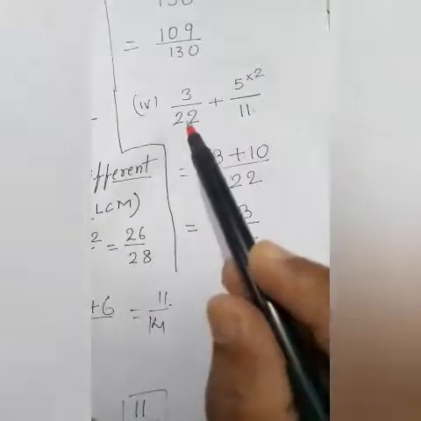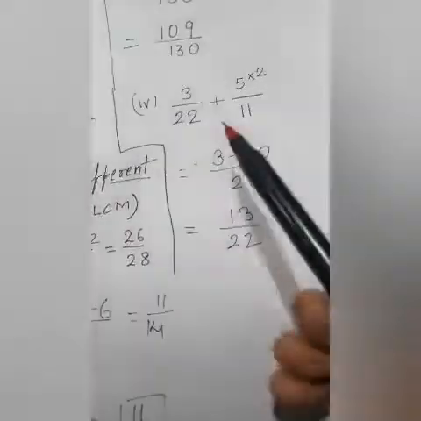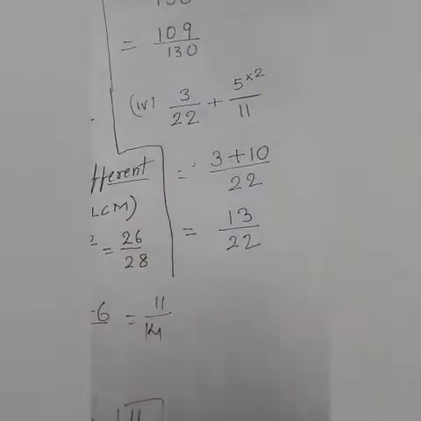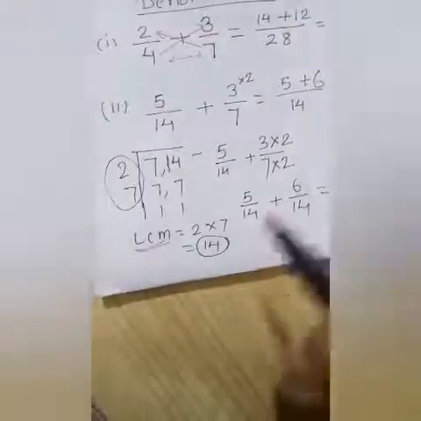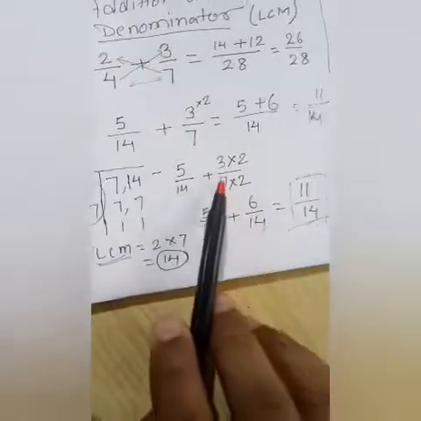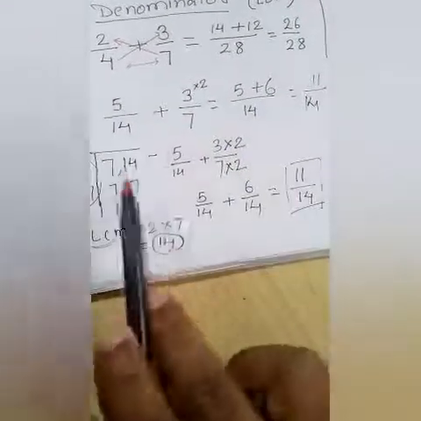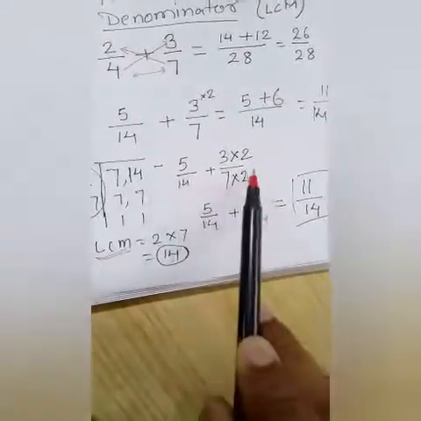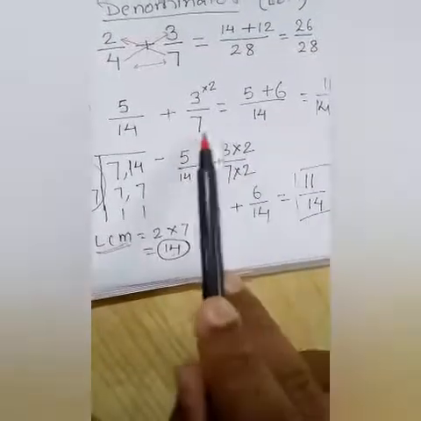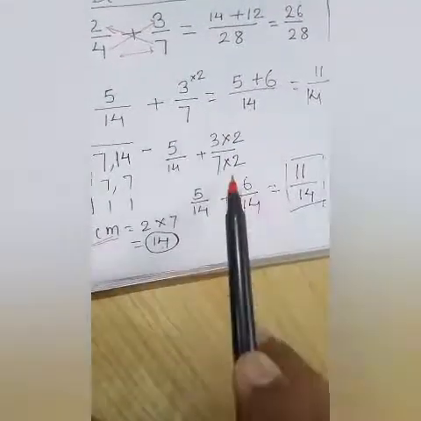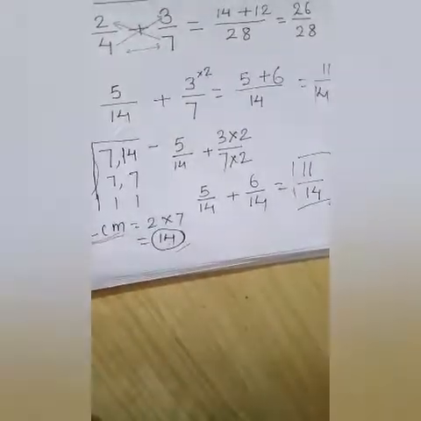You remember that these two cases were there. And if both are composite numbers, then what will you do? Simply take the LCM and follow the method which I showed you here. Multiply and make your denominator the same as your LCM.